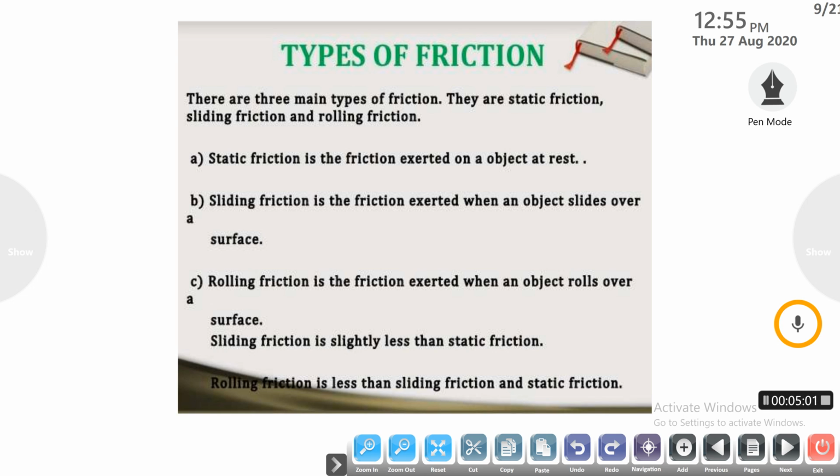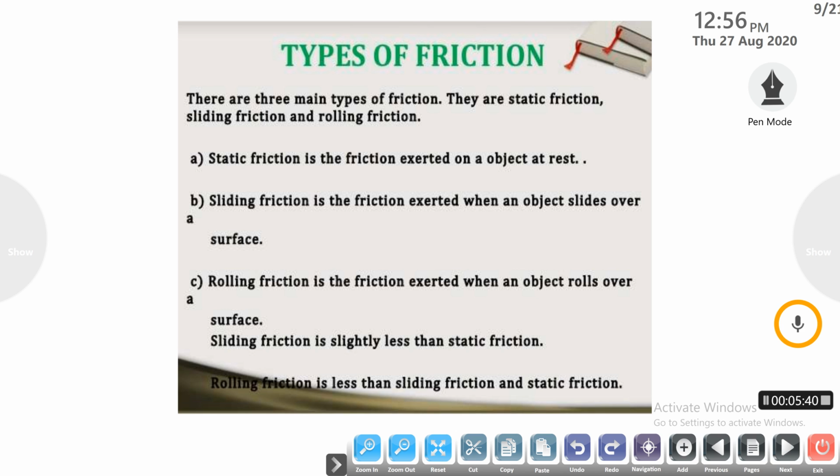Next are the types of friction. Friction is basically of three types: static friction, sliding friction and rolling friction. Static friction is the friction exerted on an object at rest, for example, if a person is standing straight or on a chair. Next is sliding friction. Sliding friction is the friction exerted when an object slides over a surface. For example, a child sliding on a slide.